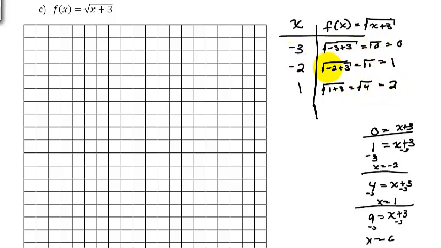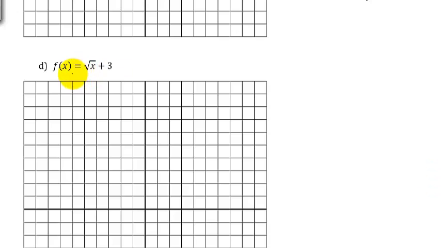So I have negative 3, 0, and then I have negative 2, 1, and then we have 1, 2. And then you can go ahead and draw in your curve. Okay, so notice what happened. Because I had a plus 3 underneath my square root, it shifted my graph to the left 3 units. So if you have plus 3, it shifts your graph to the left 3 units. If this had been a minus 3, it would have shifted it to the right 3 units.